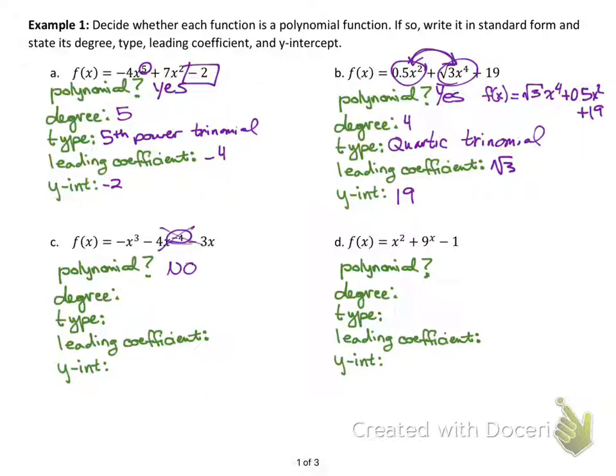x squared plus 9 to the x minus 1. This right here, that is called an exponential function, which is not a polynomial. It's not part of it. It has to be ax squared or ax to some power, right? It can't be a number to a power of x. That's not the same thing, so still no.